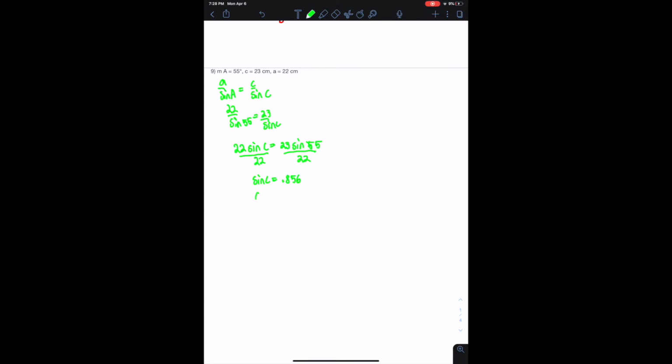0.856. So now we want to just get the C value. So we want to do C equals sine inverse, and then in parentheses 0.856, which shows that C is equal to 58.9132. And because this uses sine inverse, we have two possible C values. So to get the second one, we subtract the previous C value from 180, which gives us C equals 121.087.